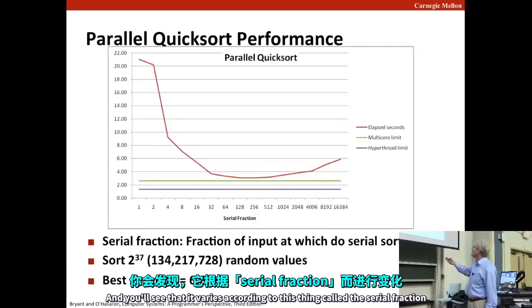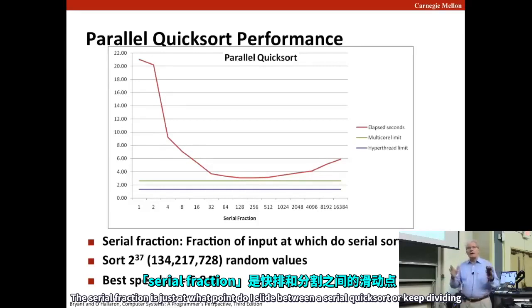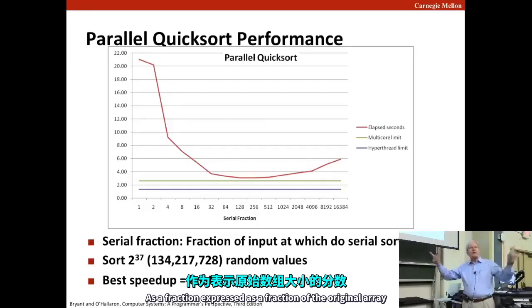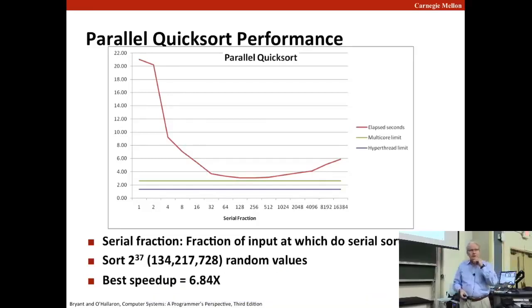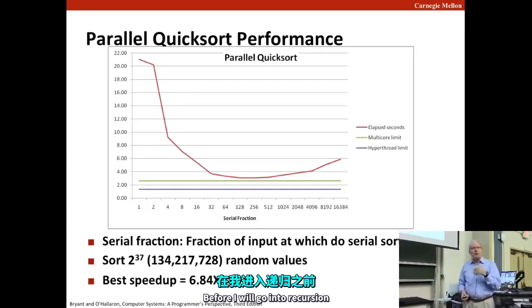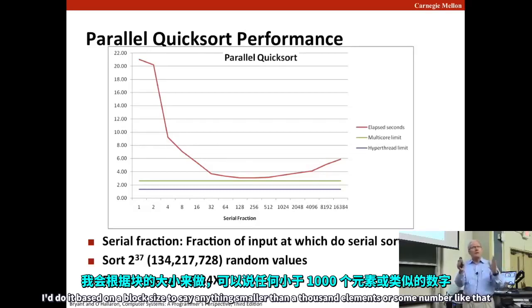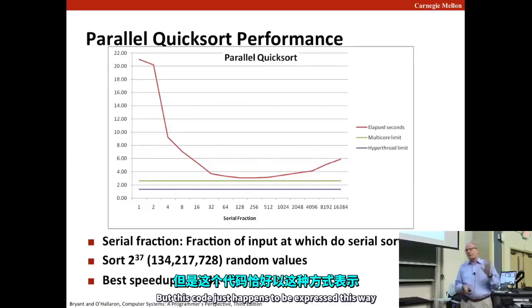And you'll see that it varies according to this thing called the serial fraction. The serial fraction is just at what point do I switch between a serial quicksort or keep dividing. So how big does the array need to be, expressed as a fraction of the original array, before I will go into recursion. If I were actually to write this as a real application, I wouldn't do it based on a fraction. I'd do it based on a block size, to say anything smaller than 1,000 elements or some number like that. But this code just happens to be expressed this way.